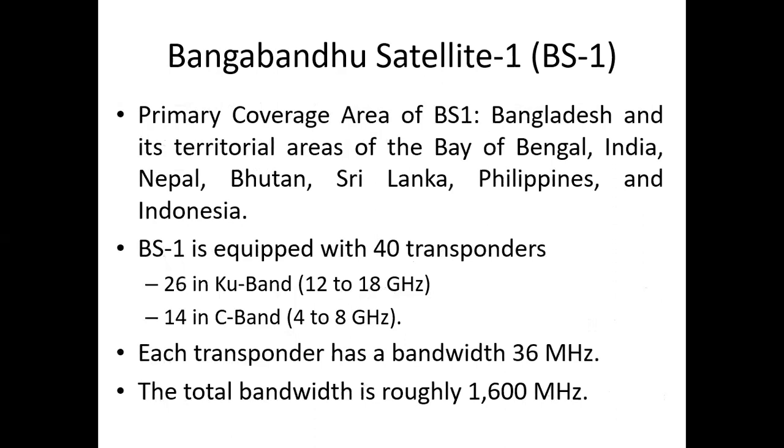The coverage area is Bangladesh and countries around us: part of Bay of Bengal, India, Nepal, Bhutan, Sri Lanka, Philippines, Indonesia. And it has 40 transponders, 26 in Ku band, 14 in C band.